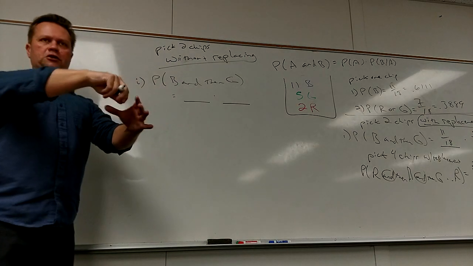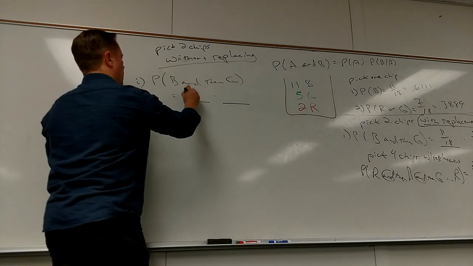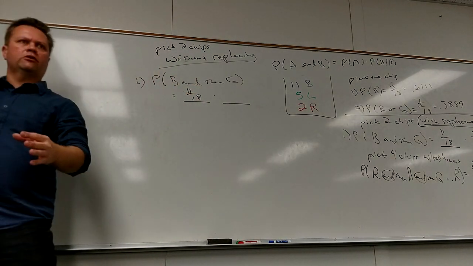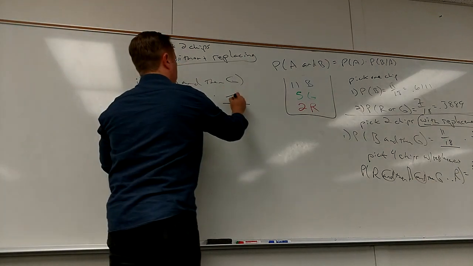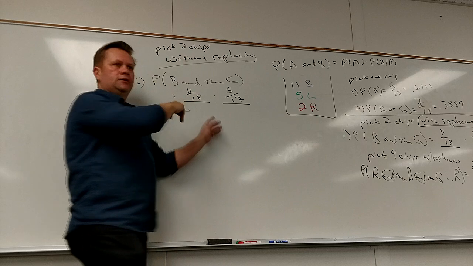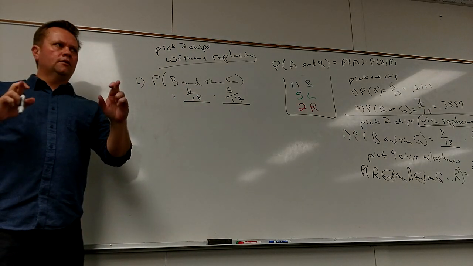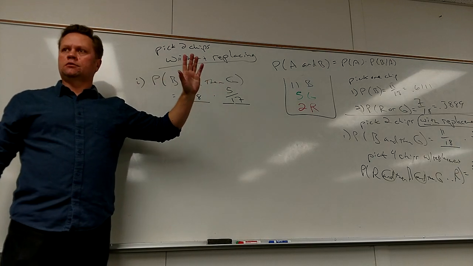So I want blue and then a green. What's the probability that first chip is blue? 11 out of 18. Still 11 out of 18. But what happens now? Right, feed it to my little brother. Just throw it away, whatever. Oh, 5 out of 17. So now the bottom is 17, but why is the top still 5? Because it wasn't a green chip I got, right? It was a blue chip I threw away. So when you have without replacement, at least the bottom is going to change.